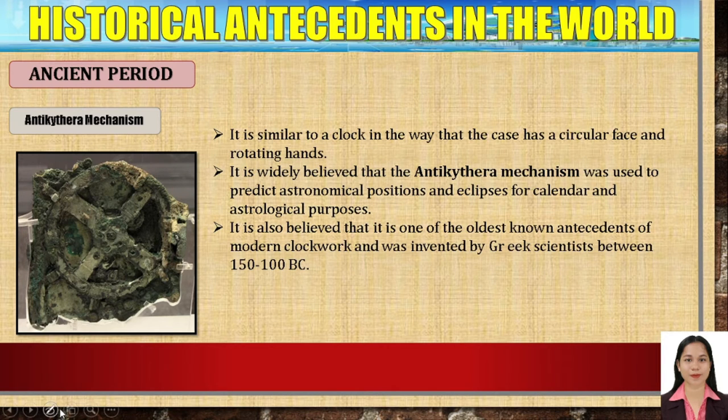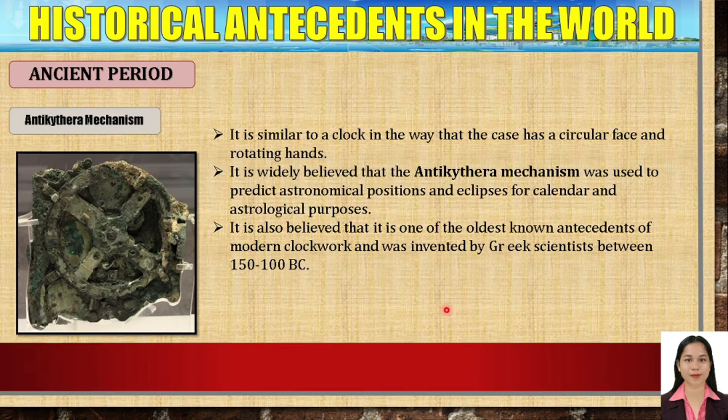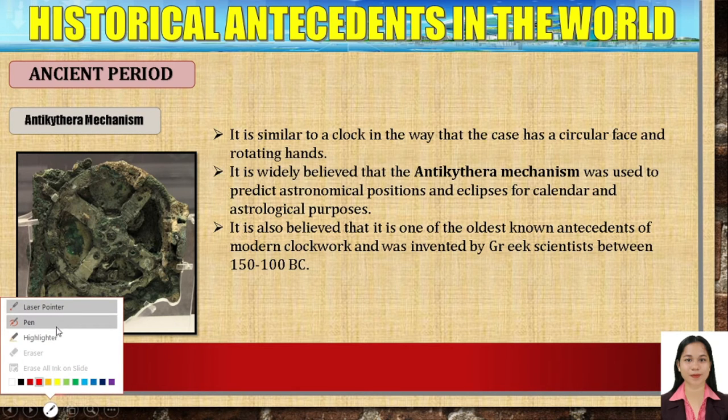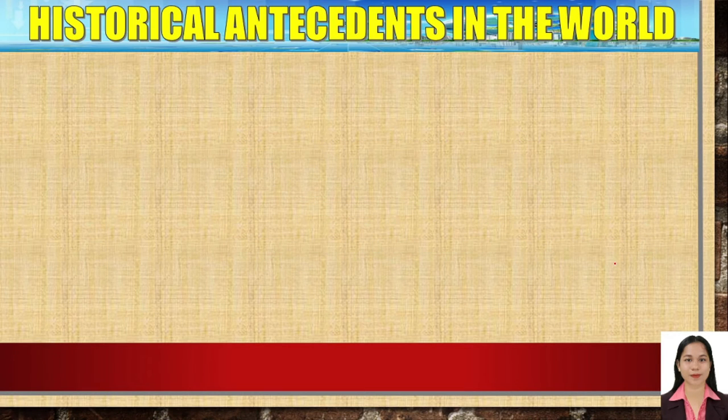So it was believed that the Antikythera mechanism was invented by the Greek scientist. So yun, para siyang isang clock na nakakapag-predict ng astronomical positions and eclipses kung meron man. So we have here.